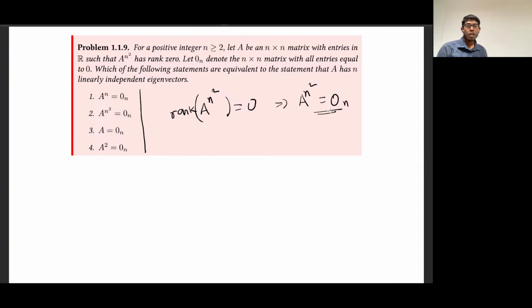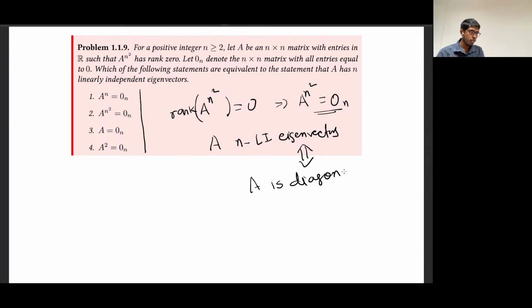Okay. And let 0_n denote the n cross n matrix with all entries equal to 0. Which of the following statements are equivalent to the statement that A has n linearly independent eigenvectors? So A has n linearly independent eigenvectors if and only if A is diagonalizable. Yes, A is diagonalizable.